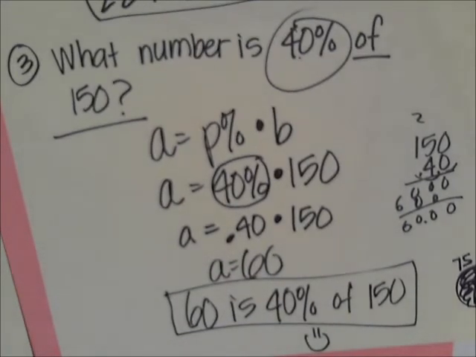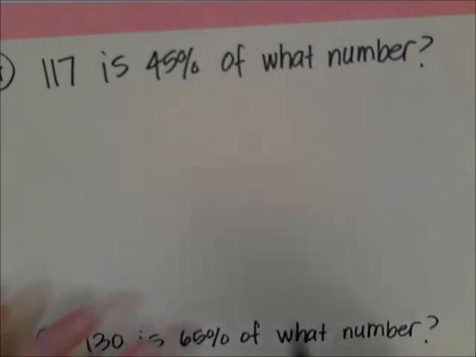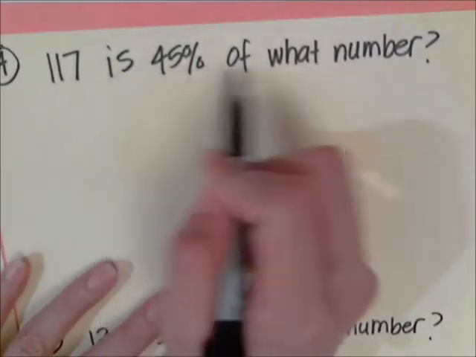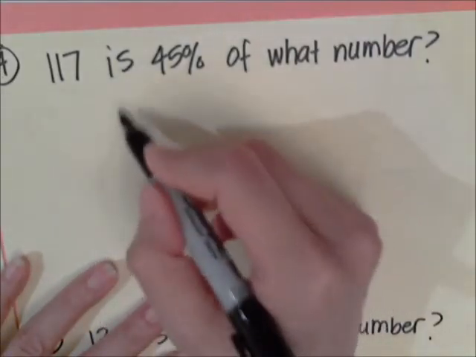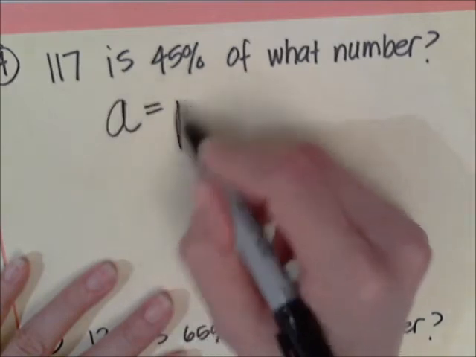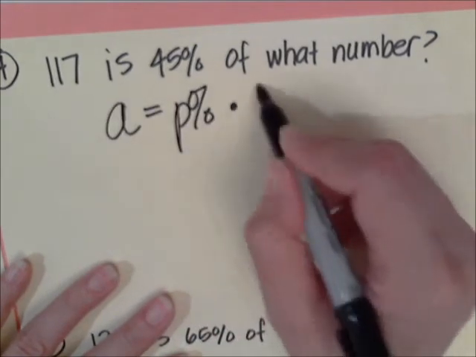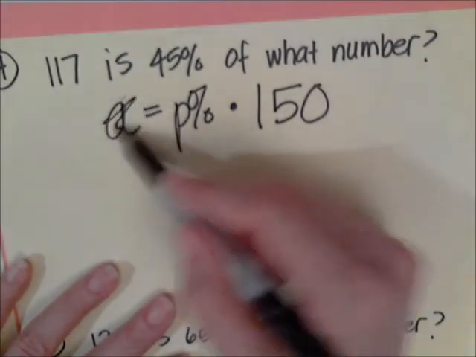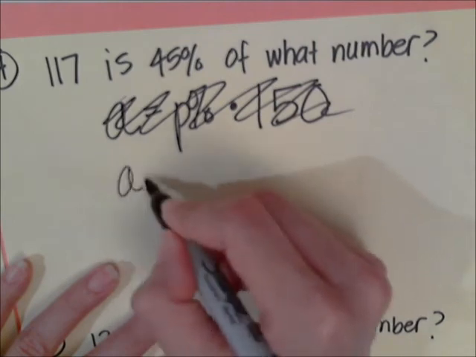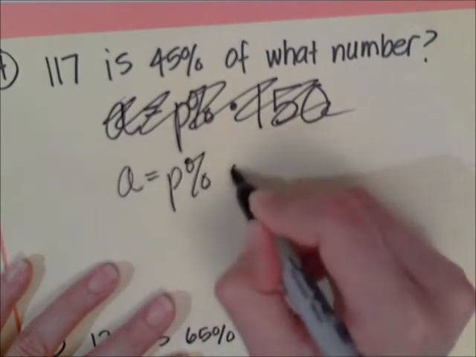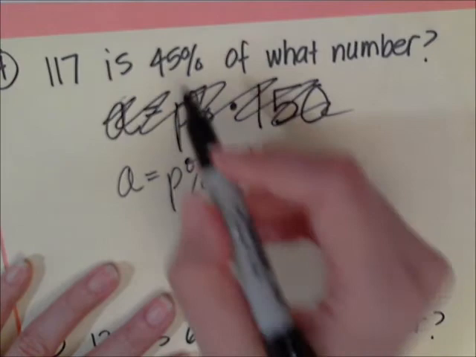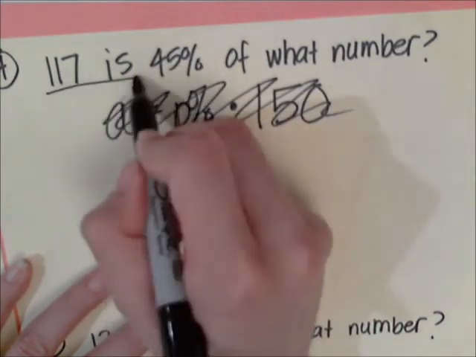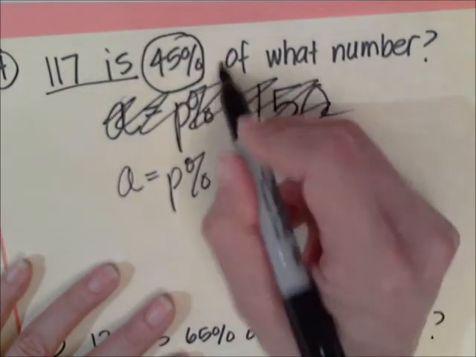Cool. Okay, let's go ahead and do another one. 117 is 45% of what number? Okay, first step, write down the equation. Oopsies, that was a big error. Let's rewrite that. I was ahead of myself. A equals P percent times B. Okay. 117 is 45% of what number?